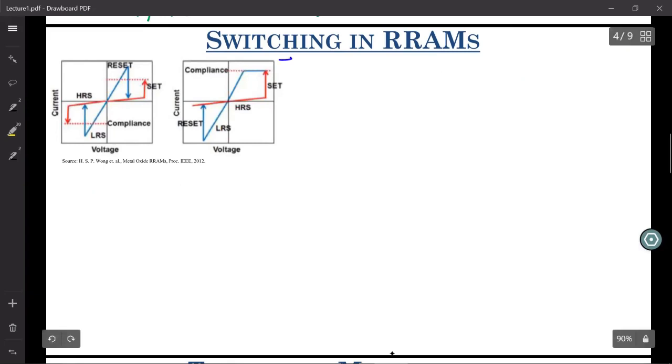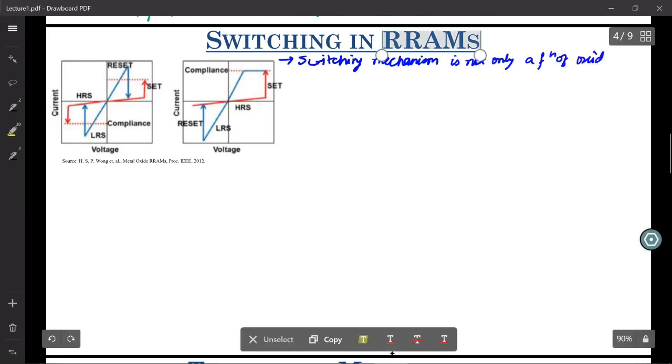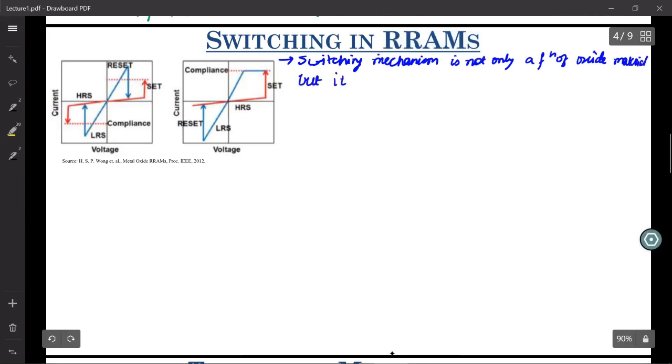So let me write some properties about switching of your OxRAM devices. Your switching mechanism in OxRAM is not only a function of oxide material, but it also depends on electrodes.